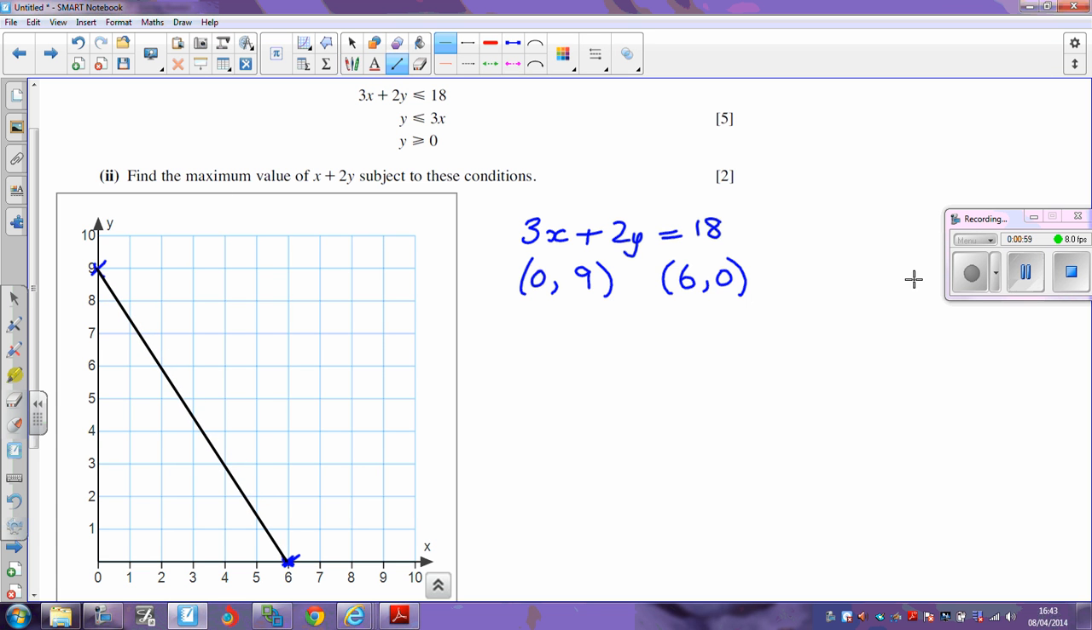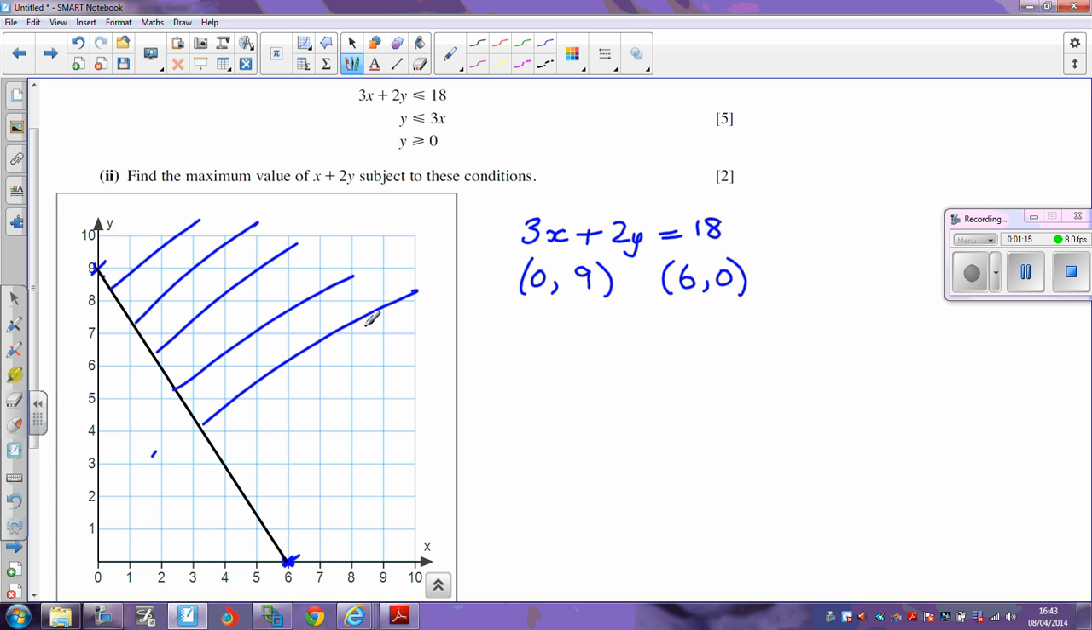Now I need to decide which side of the line I'm going to shade, and in this case it's fairly obvious, I need 3x plus 2y to be less than 18, so this is the side that I require. Remember the question says shade the side of the line which is not required, so I'm going to shade over here.